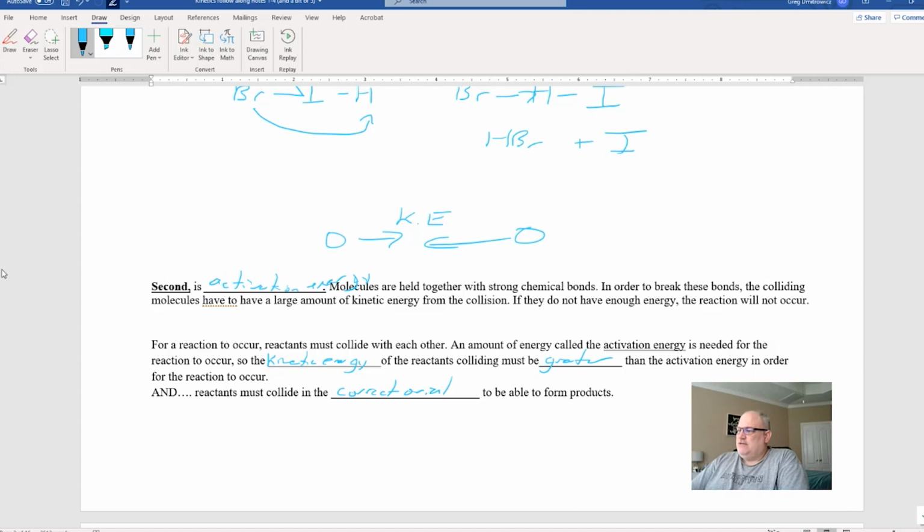Now, just to be clear again, two things have to happen. You have to collide in the right way and with enough energy in order to be able to produce products. That kind of makes sense?